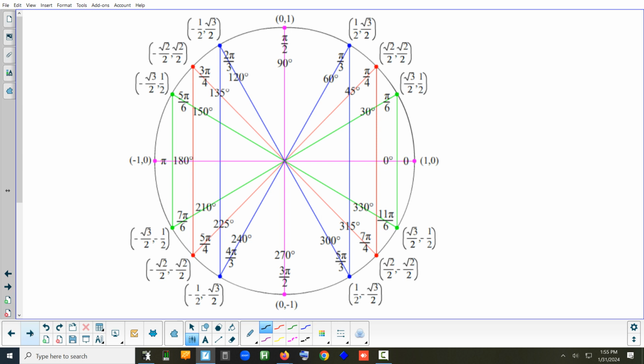All the green triangles are your root 3 over 2, 1/2. Sometimes, again, both positive, both negative, or one of each. And all the blue triangles are the 1/2, root 3 over 2s. So really, these are the only coordinates you need to remember for the 30s, 60s, and 45s. Everything else is just a mirror image of that.